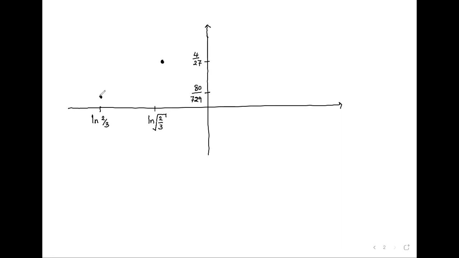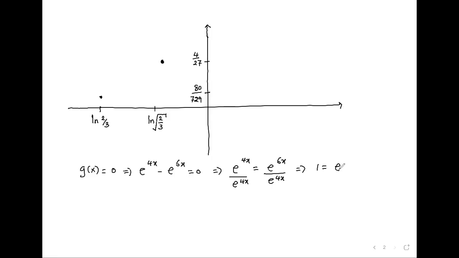Okay. Then, while the function we are sketching is g, does it have intercepts? Let's try and see. Can g be 0? What is g? It's e^4x minus e^6x is equal to 0. So e^4x is equal to e^6x. Divide by e^4x. So what are we getting? 1 is equal to e^2x. When I apply ln, we get ln 1, which is 0, is equal to 2x. So when x is 0, this is 0.